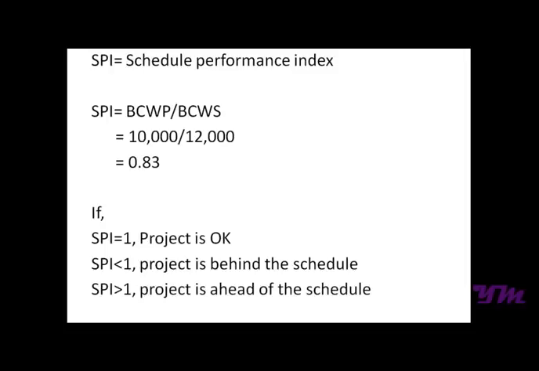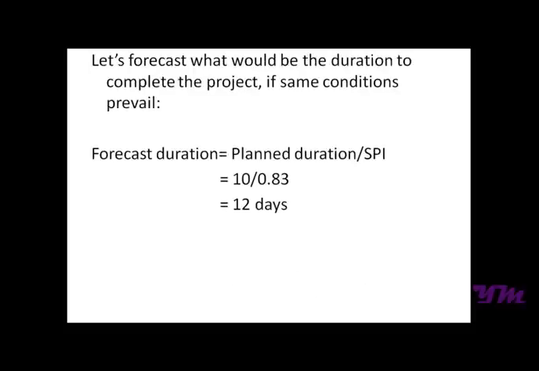Now we have another index, which is known as schedule performance index, which gives us detail about the schedule. So according to the formula, schedule performance index is equal to budgeted cost of work performed divided by budgeted cost of work scheduled, that is 10,000 by 12,000, which comes out approximately equal to 0.83. Similarly to CPI, if it's equal to 1, it is okay. If it's less than 1, it's behind schedule, and if it's greater than 1, it's ahead of schedule. So here it's behind schedule.